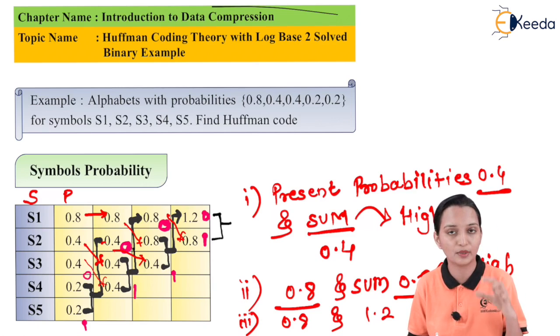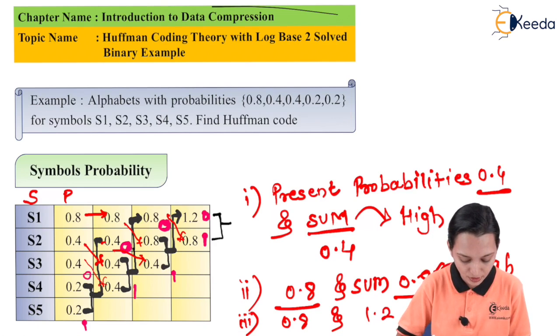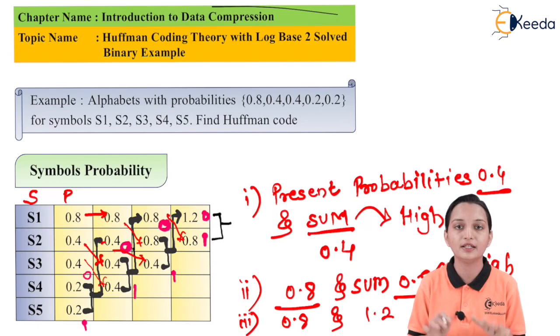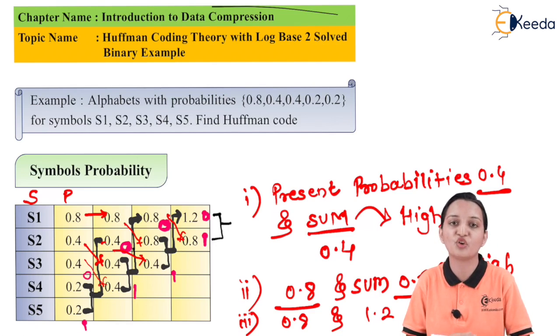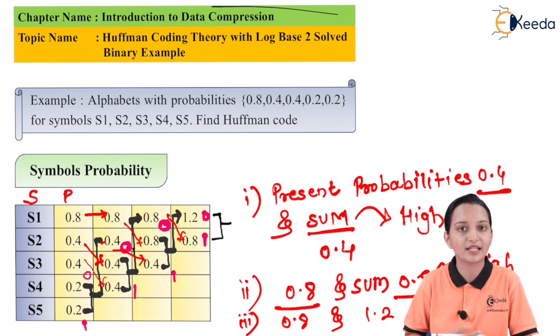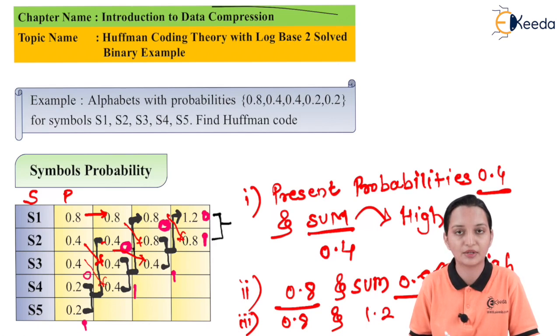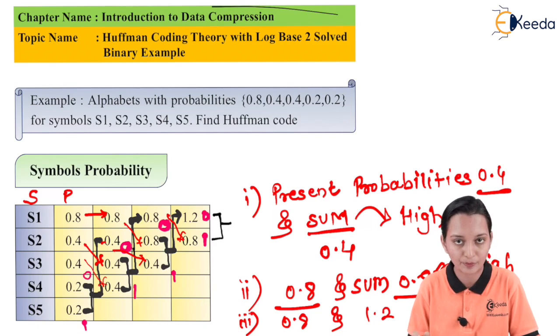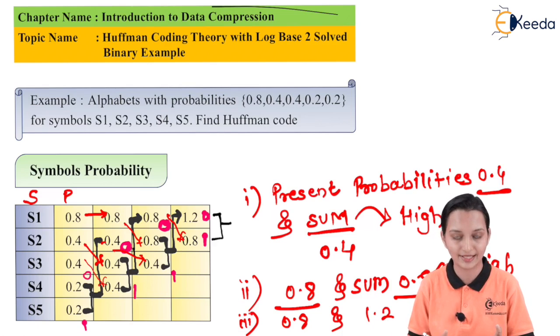And now we are able to achieve the two lowest probabilities, that is 0 and 1. And here we have to stop. Why? Because here we have considered binary Huffman coding. Binary means 2. So whenever we get the two last symbols having some probability, we require to stop while solving the answer. And then we require to write down the code for all these things.